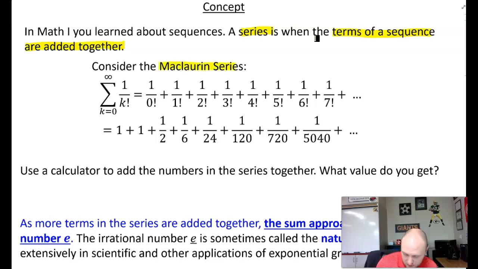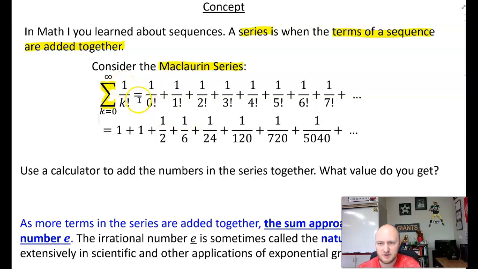Here is an example of the Maclaurin series. You'll see this Greek letter, which is called sigma, and it just means you're adding up. It's the summation of all of the terms from k equals 0, so I would plug 0 into my function here, and I would go all the way to infinity. So I'm not going to stop. I'm just going to keep going on and on.